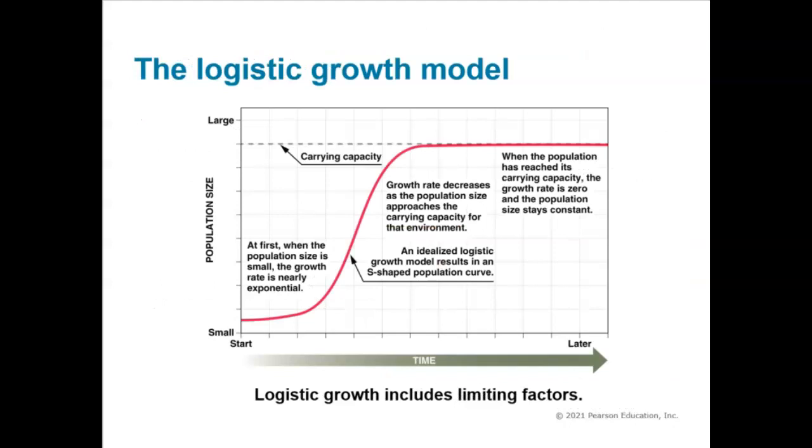So the population is going to start out small, but the growth rate is going to be nearly exponential at first when that population size is small. And so the ideal logistic growth model has an S curve. The growth rate is going to decrease as the population size approaches the carrying capacity for that environment. And then when the population has reached its carrying capacity, the growth rate is 0 and the population is going to stay constant. And so this line here just dictates that carrying capacity.